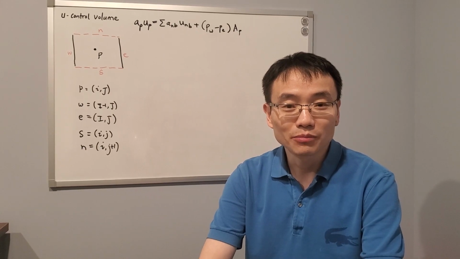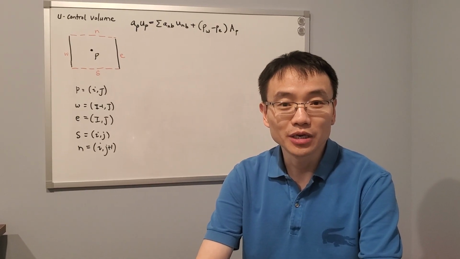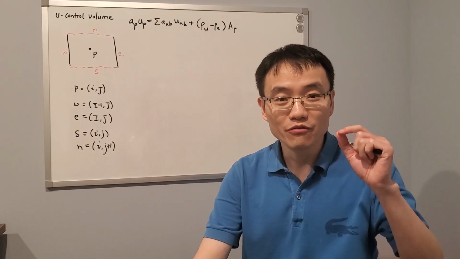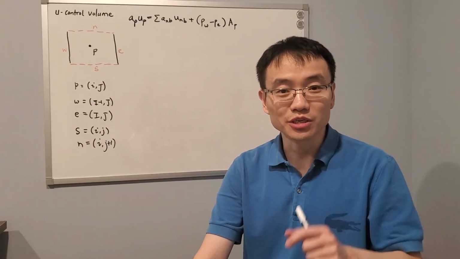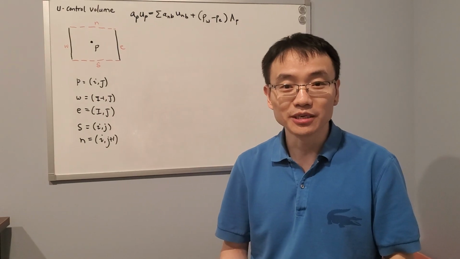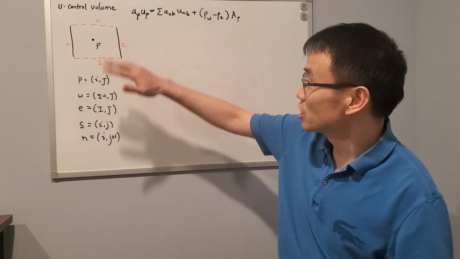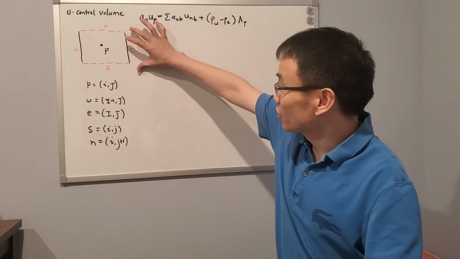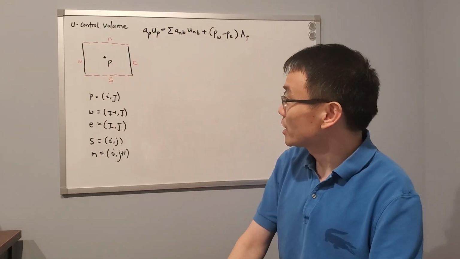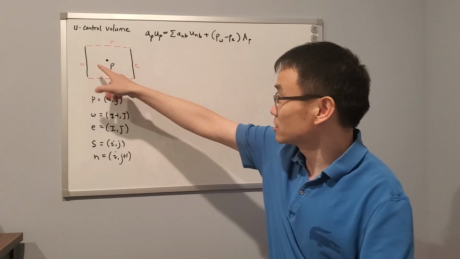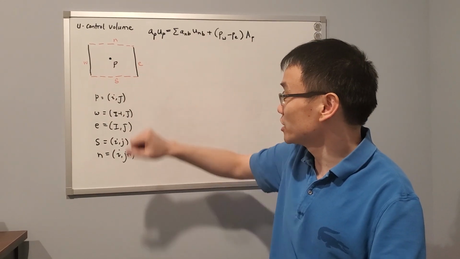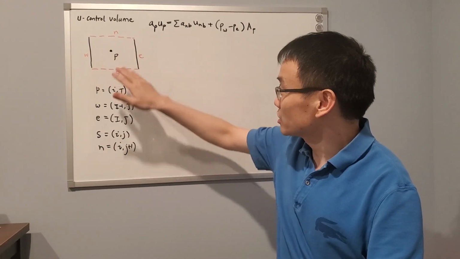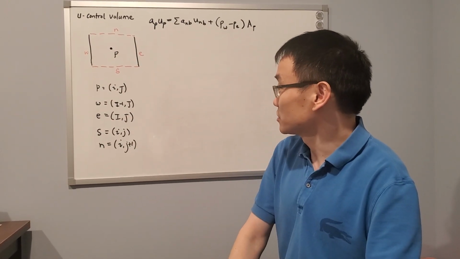Today I'm going to talk about setting up three linear systems for U, V, and pressure correction equations, respectively. Let's start from U control volume equations. Here we have a control volume P, where I draw two solid lines, W and E faces. I have two dashed lines for north and south faces.